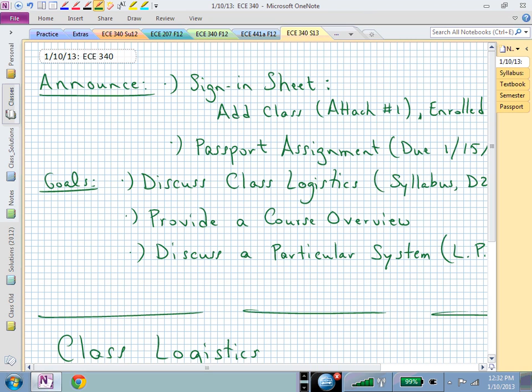We'll have announcements, then I'll try to list the goals, and you can write those down. That will give you the roadmap of where we're headed or what we're trying to accomplish in that particular class. Today we'll go over the class syllabus. Most of the material should be on D2L. It just got put on there if you've been checking anxiously looking for homework or something to do. I'll then provide a course overview to try to give you the big picture. Where does this class fit, or what is the purpose of this class? And then we'll talk about a particular system, which is a low-pass filter.